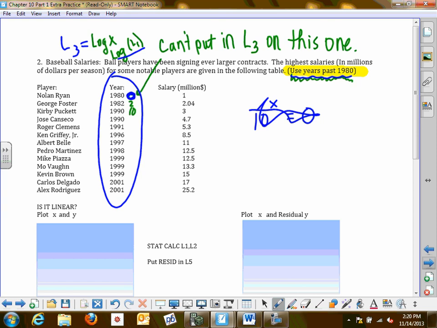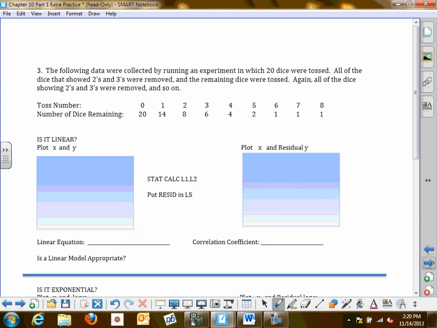So we don't need the L3s. I just had you put that in as a habit because we will use them tomorrow. So don't put your L3 in on this page. Do not put your L3 in on this page. Number 3 has the same problem. Do you see that there is a 0 in the domain? If there's a 0 in the domain, then you can't log 0. So do not do L3 on this problem either. You don't need it. Done.